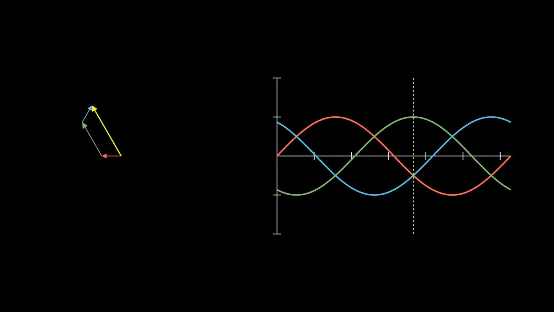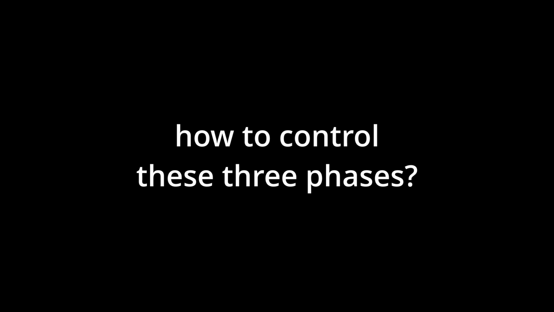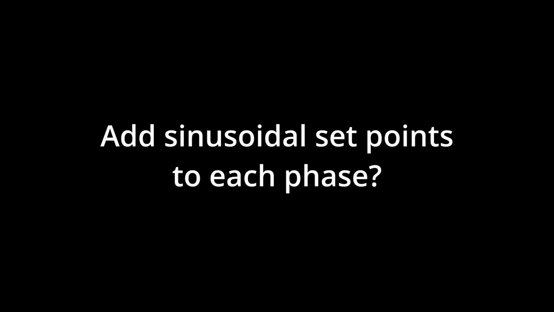However, this current cannot be arbitrary. Its value must be controlled to always match the desired conditions. So, how do we control these three phases to produce the correct sinusoidal current? Do we need to provide a sinusoidal reference signal for each phase? Of course, that would be very tedious and inefficient.